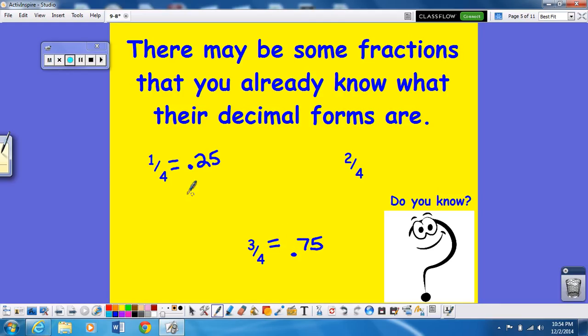1/4 as a decimal is 25/100ths. 3/4 as a decimal is 75/100ths. 2/4 reduces to 1/2, and we know 1/2 would be 0.5 or 50/100ths, either one. So this page has 3 fractions that I really would like for you to memorize. 1/4 is 0.25, 2/4 is 0.5, 3/4 is 0.75. That makes it really easy as you're working with decimals and fractions.